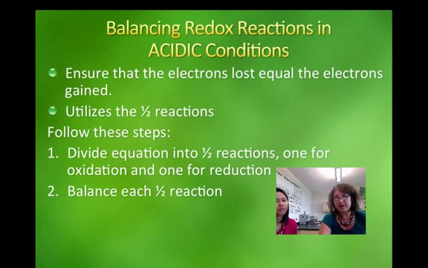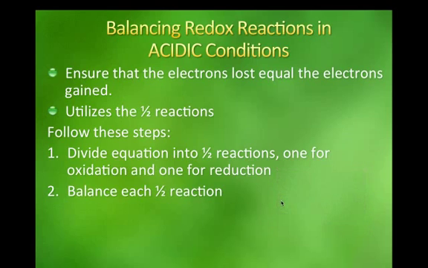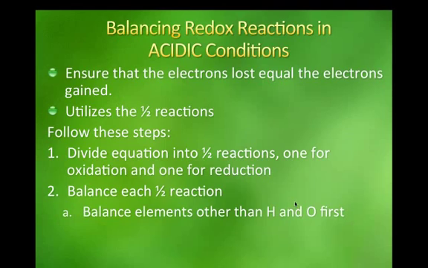If you divide your equation and you have both things being reduced, you better check your oxidation numbers. I've done that before. Doesn't work. All right, then you'll balance all of the elements other than hydrogen and oxygen first. So like chromium and manganese, balance those. And then we'll worry about oxygen and hydrogen.